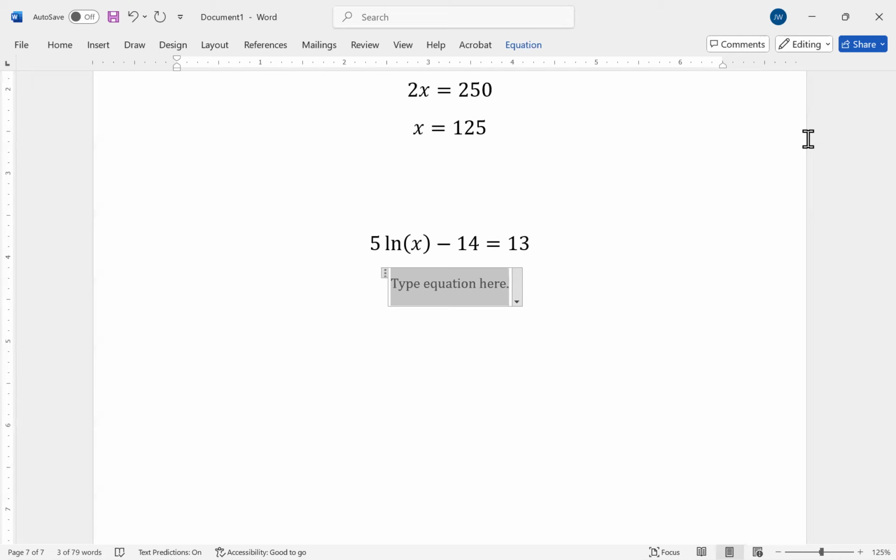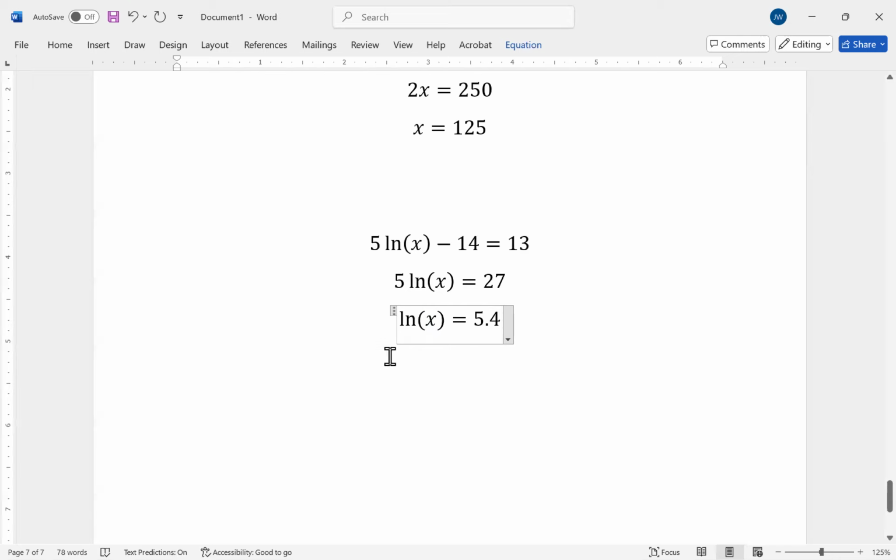Let's do another example here. We have 5 times natural log of x minus 14 is equal to 13. The first thing that I would do is add 14 to both sides. That gives 5 times natural log of x is equal to 27. And then I divide both sides by a 5. Now I'd have natural log of x is set equal to 5.4. That's 27 over 5.